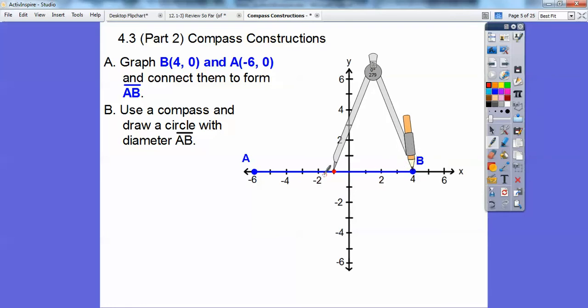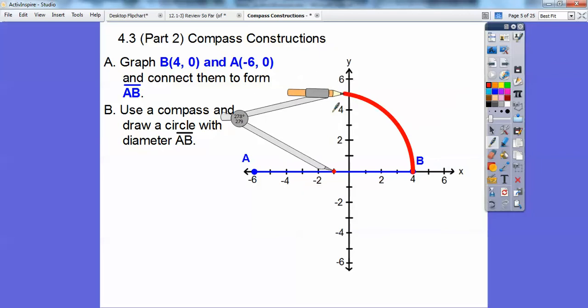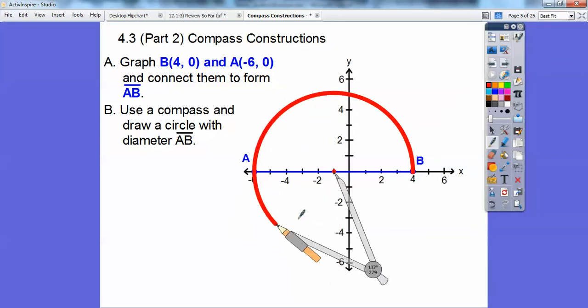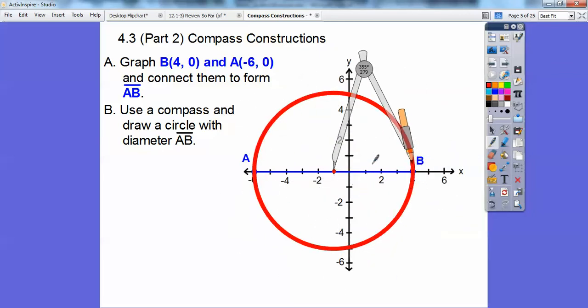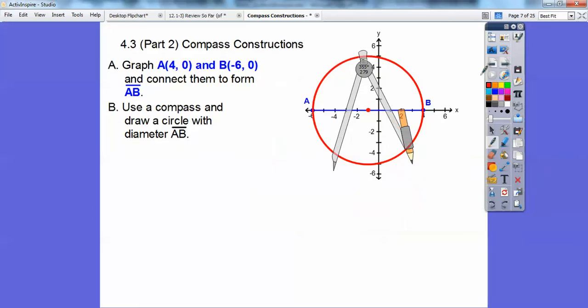Notice the pointy part's right there where the center is, and the pencil goes out at one of the endpoints, and then you can just draw a circle all the way around. Pretty slick, huh? Now we've done that. Now I'm going to shrink up this picture and move it up a little bit. Let me move this out of the way.